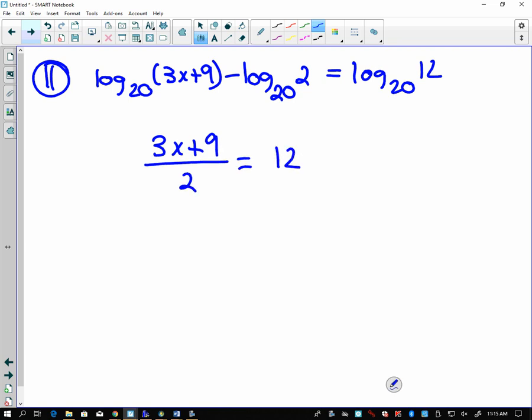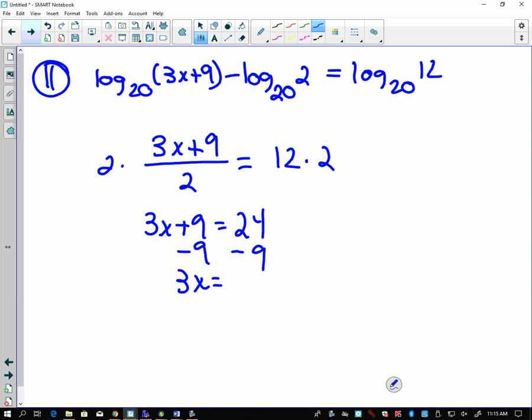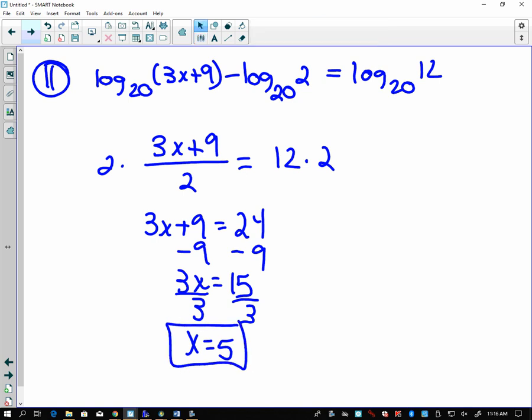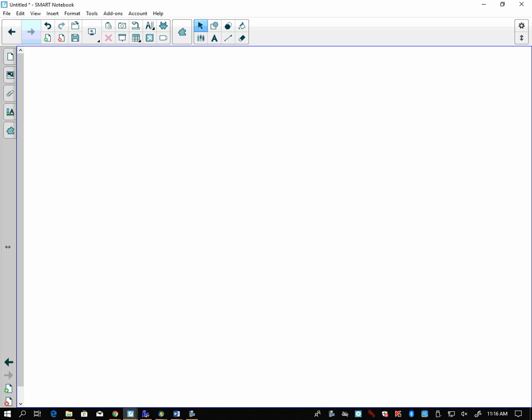We're solving for x here. Multiply by 2 on both sides. 3x plus 9 equals 24. Subtract 9 on both sides. 3x equals 15. Divide by 3. x equals 5. We'll double check on 11. x equals 5. Questions, comments, concerns? Nothing so far? Okay.